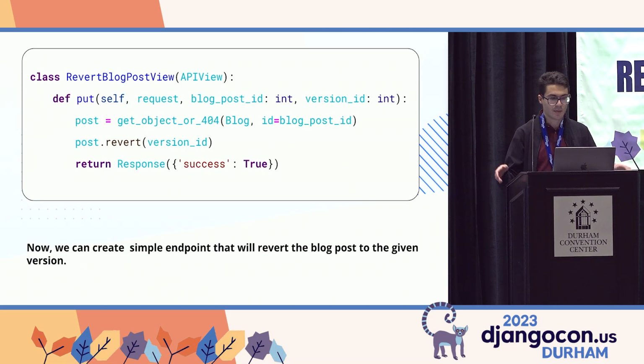We can even create a simple DRF API for this, right? Just call the method on post, just grab it, and there you go, right? With less than 15 lines of code, you've effectively set up full history tracking for these blog posts and also the ability to go back to historical blog posts.